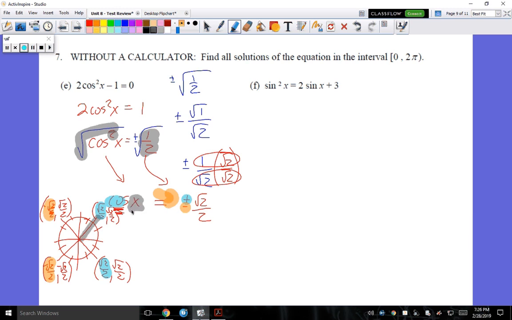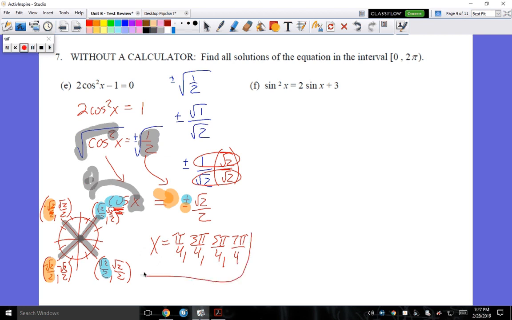And they will occur at the following answers. So x, this is my theta, my degree, at pi over 4, 3 pi over 4, 5 pi over 4, and 7 pi over 4. So let's go ahead and list them all out: pi over 4, 3 pi over 4, 5 pi over 4, and finally 7 pi over 4. All those are the answers for E.